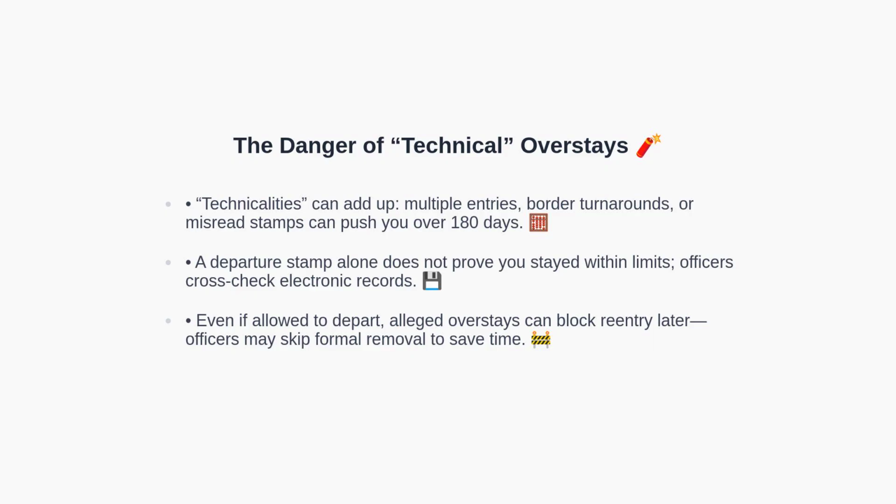Technical overstays occur when details like multiple short trips, same-day border re-entries, or misinterpretation of arrival and departure records accumulate. Although your passport may show departure stamps, officers also examine electronic systems, such as I-94 records, airline manifests, and border crossing logs. As a result, the arithmetic can surprise travelers by pushing them past the 180-day threshold without realizing it.